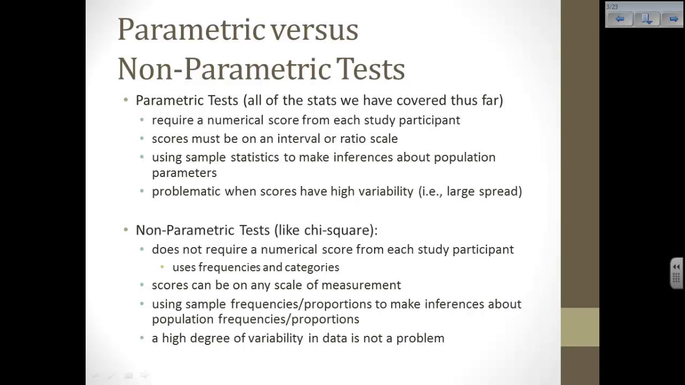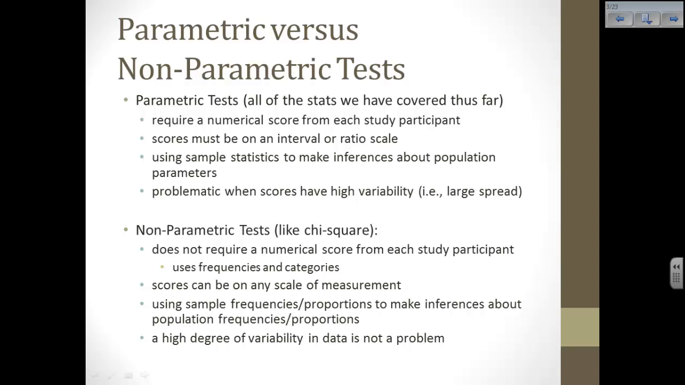So with nonparametric tests like the chi-square, you're using sample frequencies and proportions to make inferences about population frequencies and proportions. So we're not using the mean for the sample to make inferences about the mean in the population. We're using the proportions and frequencies in the sample to make inferences about the population proportions and frequencies. Proportion just tells you the amount of people that fit a certain category. The frequency tells you the number of people that fit a certain category.